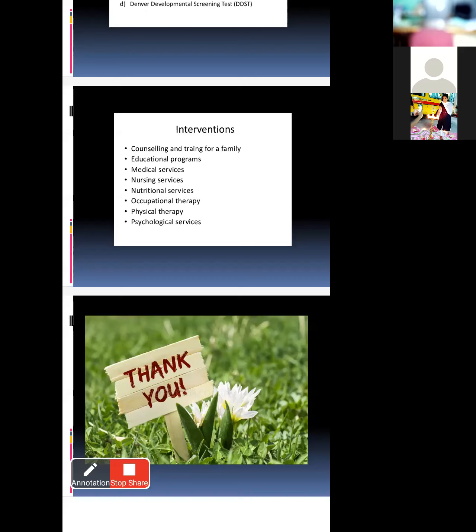If we implement like this, then automatically nobody will get developmental delay. This is the developmental delay topic. I think the third unit is finished. In the third unit there are 4 topics, and all 4 topics are finished.